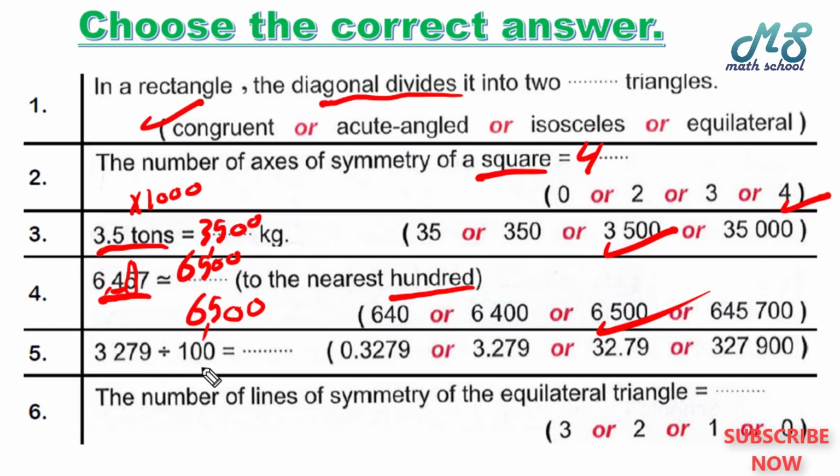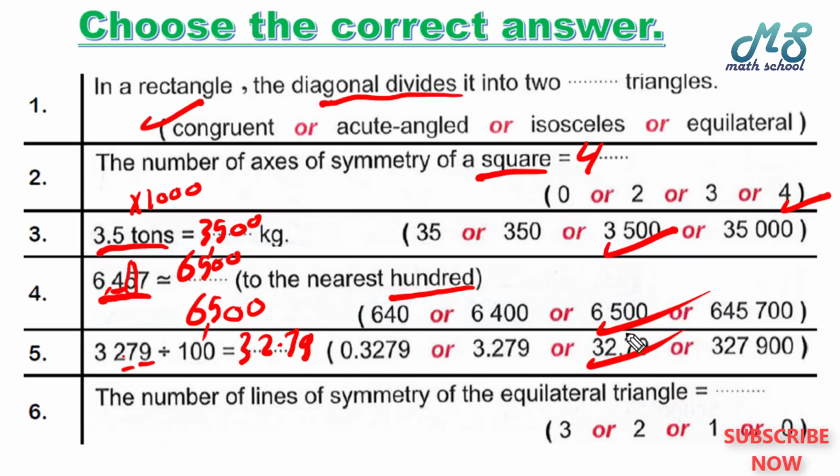Number 5, 3279 divided by 100. كلنا حافظين الرول just insert the decimal point after 2 digits from the right. يبقى أنا هعد ال 9 وال 7 بعد كده هنعمل insert للديسمال point. so we get 32.79.